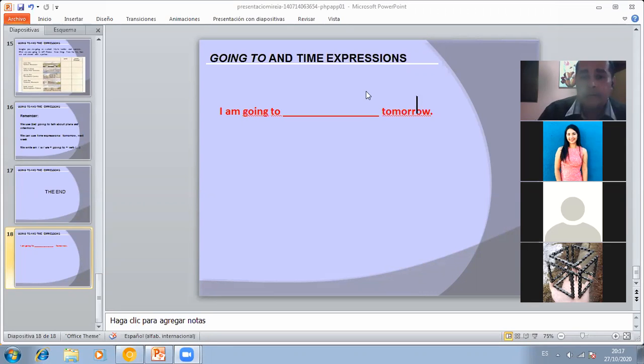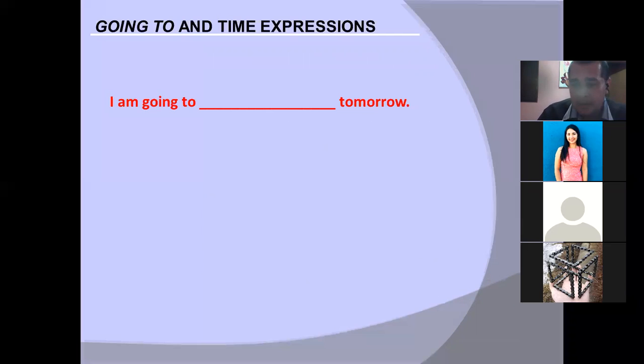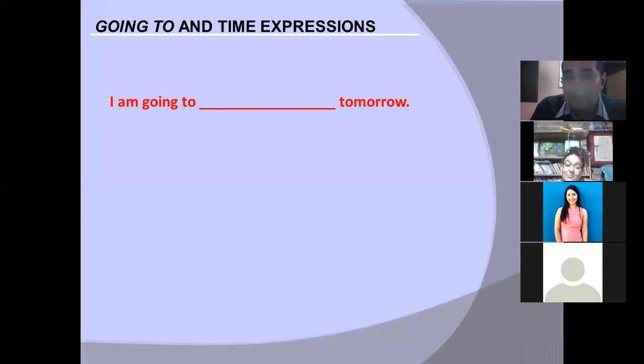And the verb in the original form. And then we can use the time expression. If you want to make your plan more specific, we use a time expression. The time expression can be tomorrow, next Saturday, for example, next year, etc. Now let's continue.